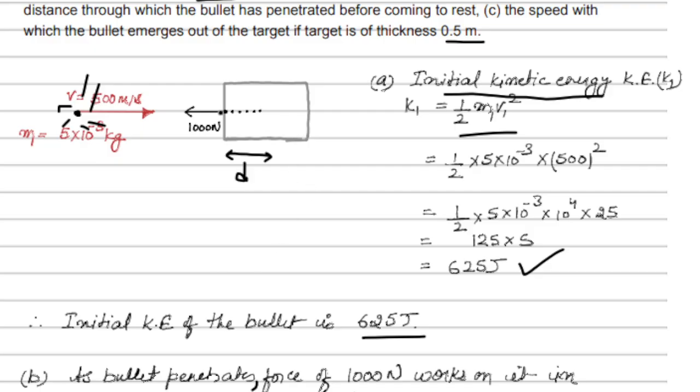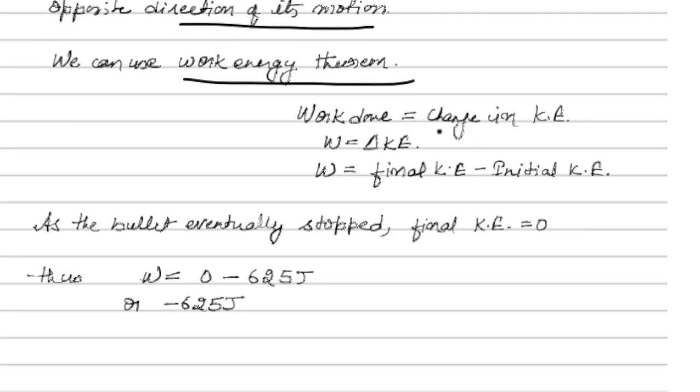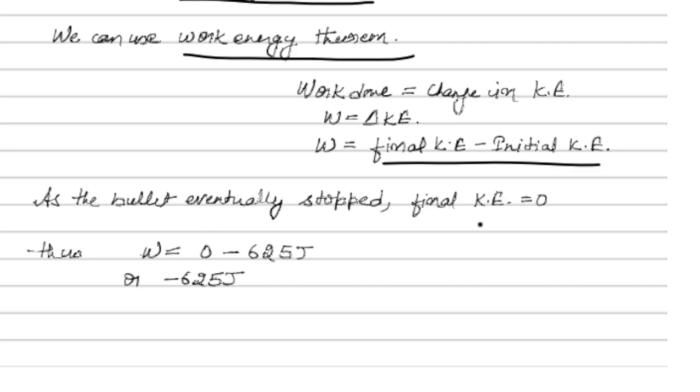So that's why the work done by this force will be equal to the change in kinetic energy. And we are saying we have to calculate before coming to rest. So we also know the final kinetic energy. What we want is at rest, that is zero. So we can apply the kinetic energy theorem here. As the bullet eventually stopped, final kinetic energy will be zero because v will be zero, and work done is change in kinetic energy. Zero, the final kinetic energy, minus 625 joules, so 625 joules of negative work we need to do.